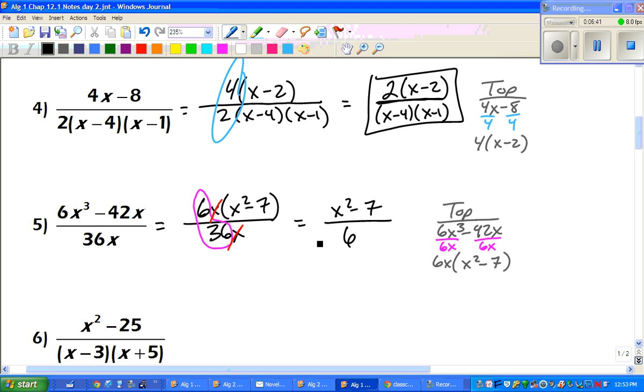Now, can we simplify the x squared minus 7? Factor it, reduce it anymore? No, we can't. So our final answer is x squared minus 7 over 6.